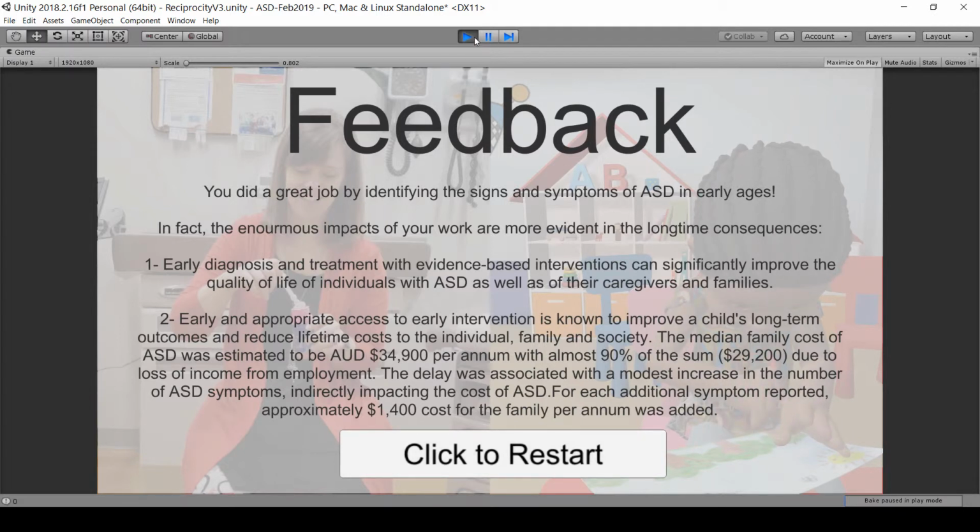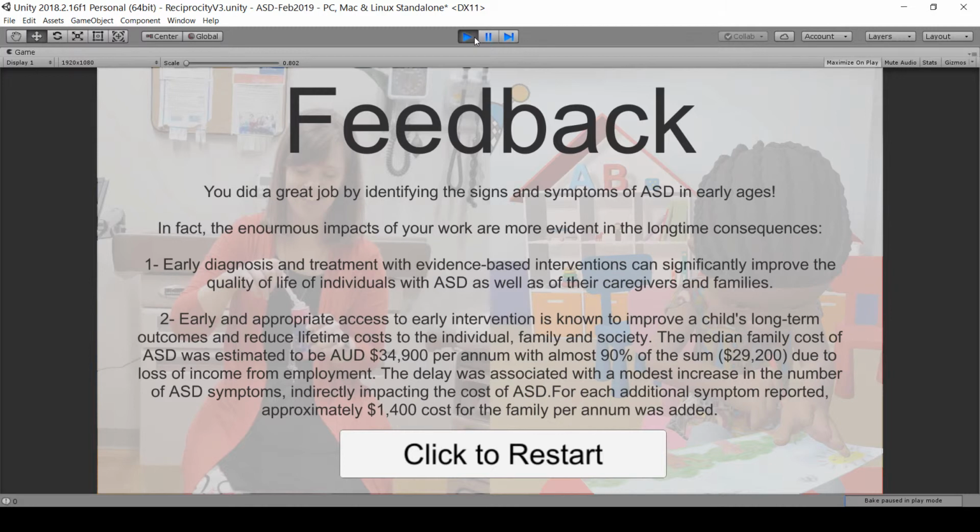The last thing I'm going to explain is the impactful feedback that we've included at the end of each simulation. It explains the real-life effects and importance of identifying ASD symptoms, which leads to diagnosis and early intervention, based on related research papers. Number one, research showed that early diagnosis and treatment with evidence-based interventions can significantly improve the quality of life of individuals with ASD as well as their caregivers and family members.